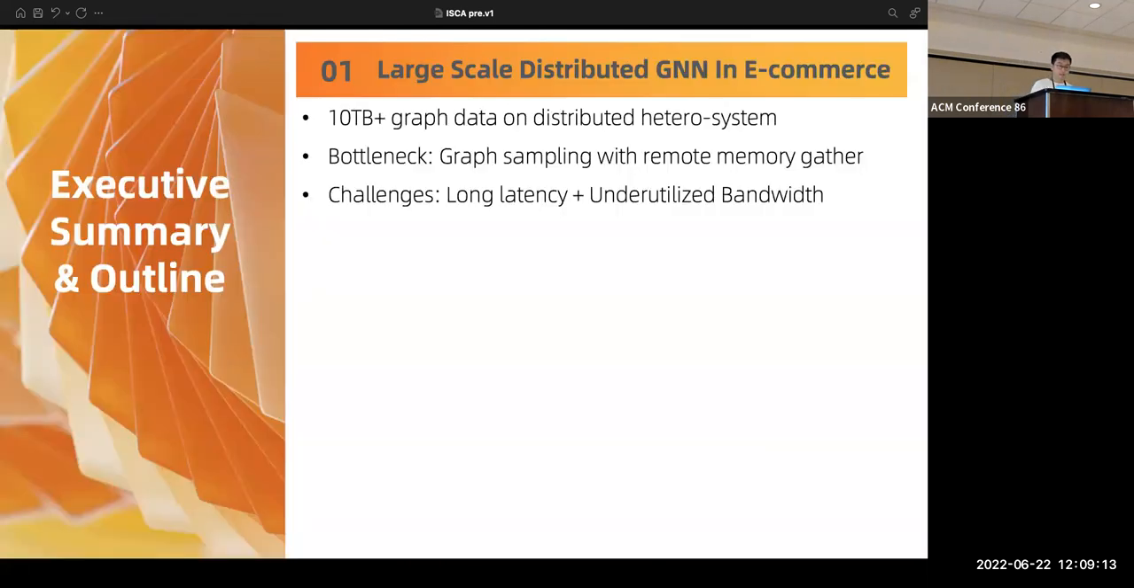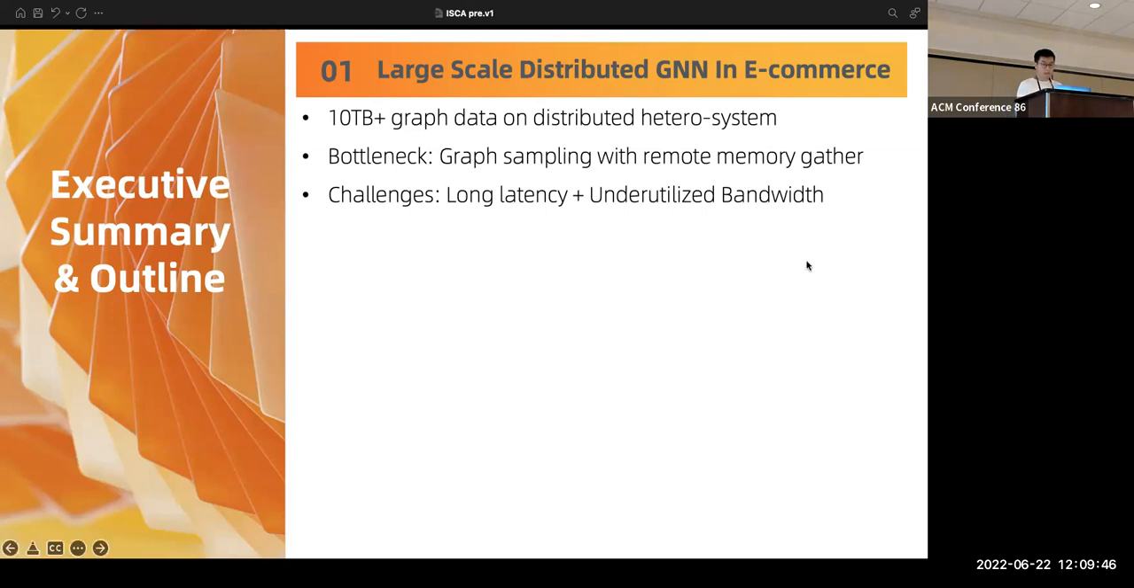I'm going to talk about large-scale GNNs on FPGA cloud. As an executive summary, we'll talk about the background of how large-scale distributed GNNs are used in the e-commerce scenario. The graph is pretty large, and has to be carried out in a distributed heterogeneous system. And the bottleneck comes to the graph sampling stage with a lot of remote memory access. The challenge would be the long latency between machines and the underutilized bandwidth.